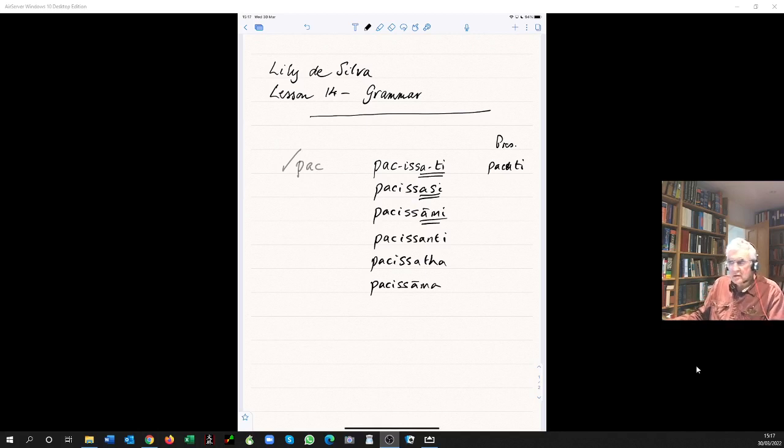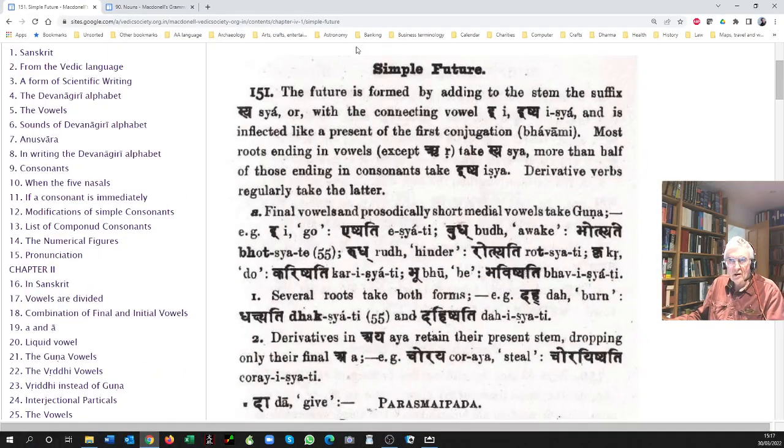Now I will call up Macdonell, Sanskrit, section 151, on the simple future. That's simple as opposed to periphrastic, and don't bother with the periphrastic unless you're specifically a Sanskrit student or scholar, because the periphrastic future, I think I'm right in saying, doesn't feature in Pali. If it does, it's very rare. It's not part of normal Pali. Anyway, we just have the simple future.